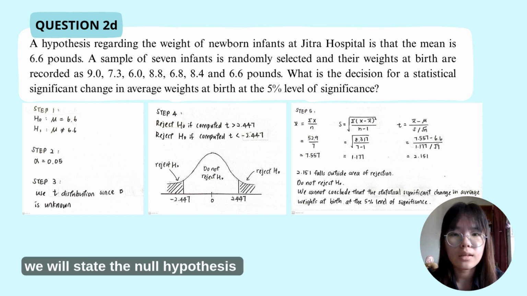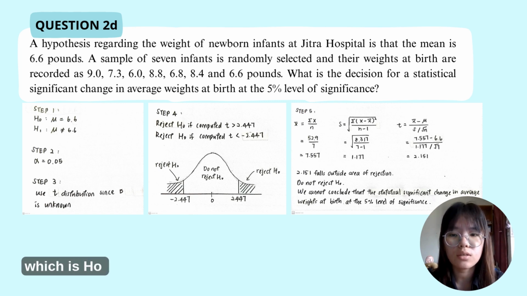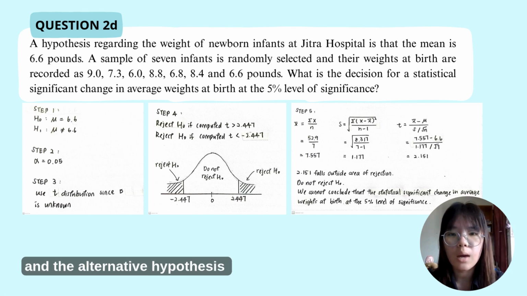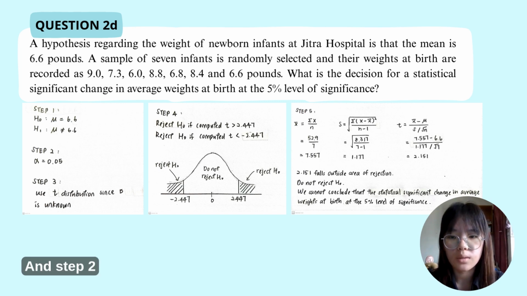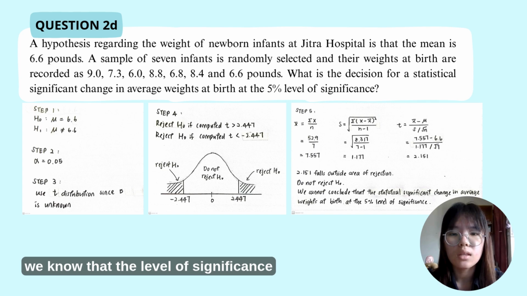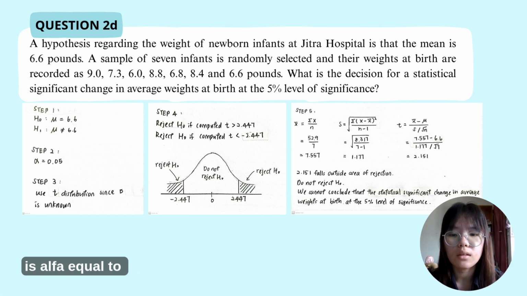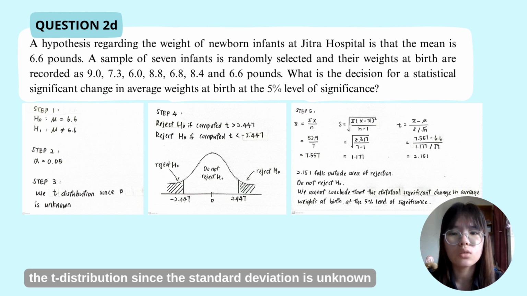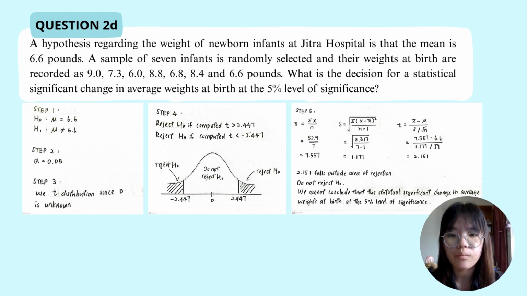First, we will state the null hypothesis, H0, which indicates the mean equals 6.6, and the alternative hypothesis, H1, which indicates the mean is not equal to 6.6. In step 2, we note that the level of significance is 5%, which we write as alpha equals 0.05. And in step 3, we decided to use the t distribution since the population standard deviation is unknown.